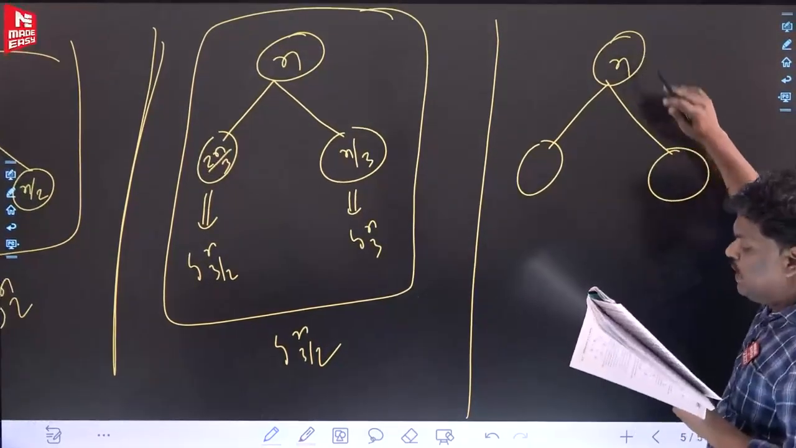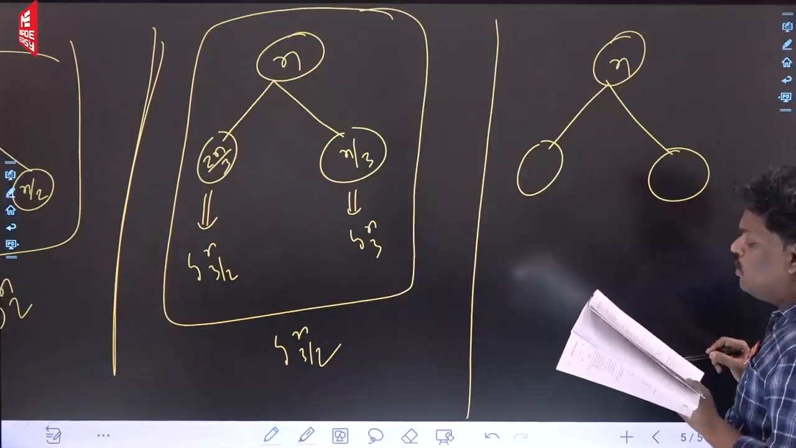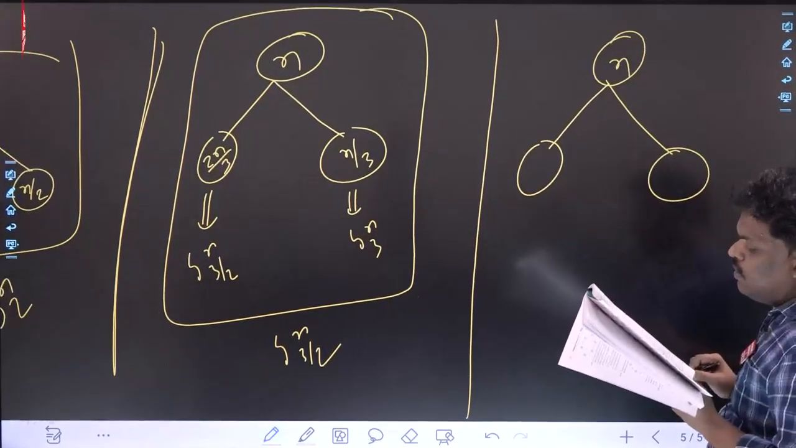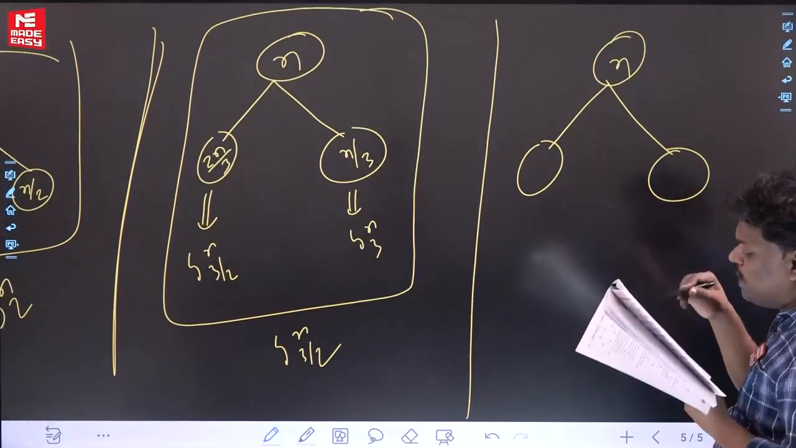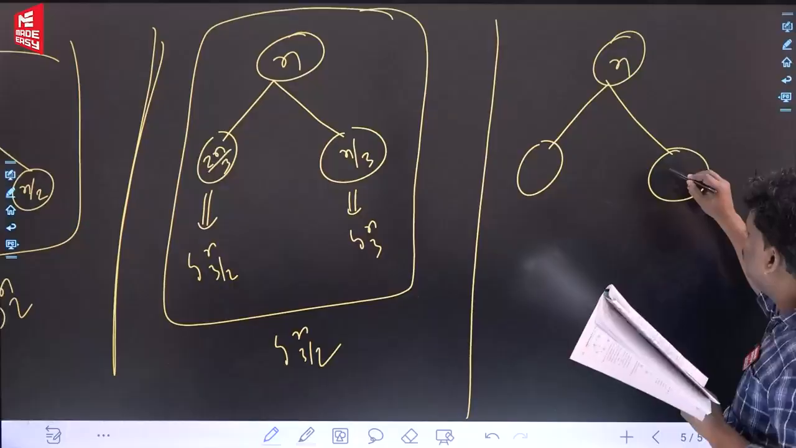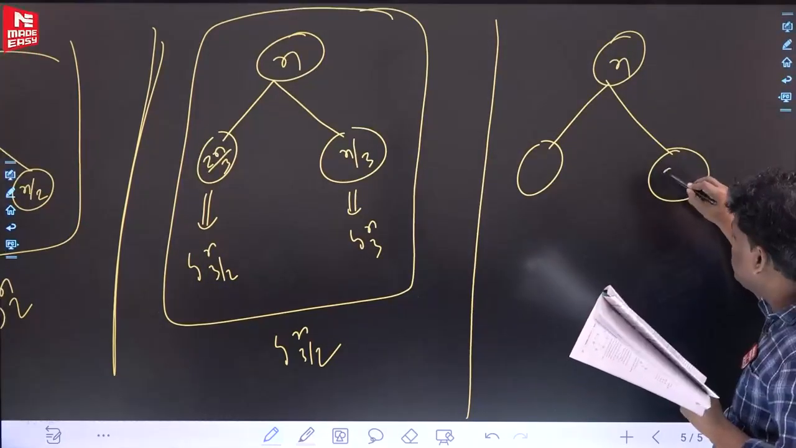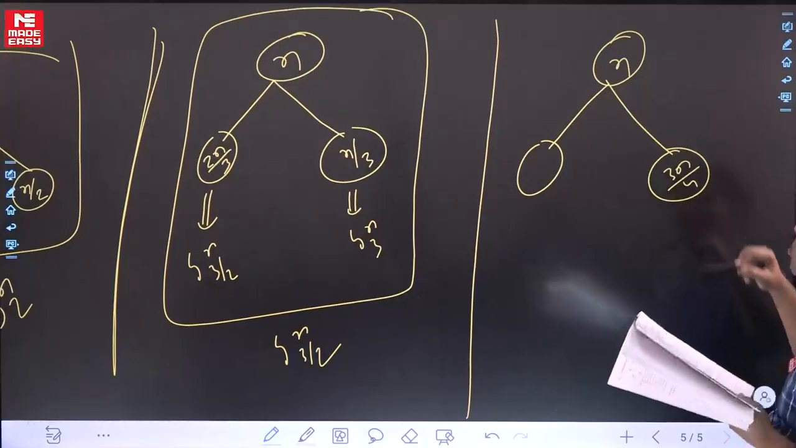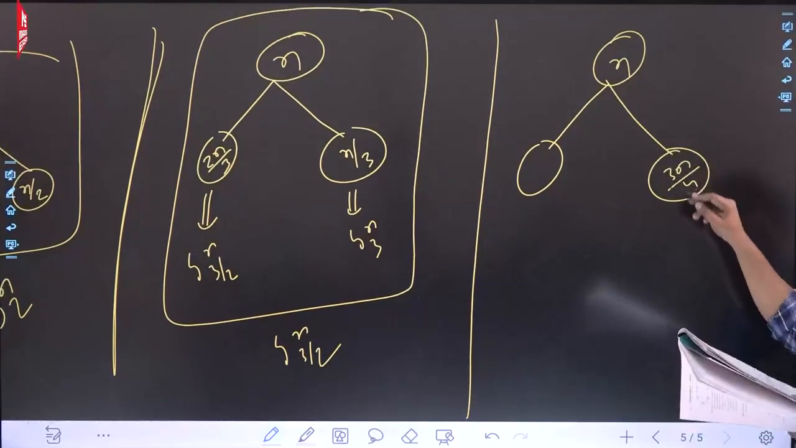N nodes. See this one. Can you help me with one small line now? What about option B? Log n base 4 by 3. What is the meaning? Always divide by 4 by 3. Dividing by 4 by 3 is nothing but multiplying by 3 by 4. Right is going to be 3n by 4. Assume that right is 3n by 4.